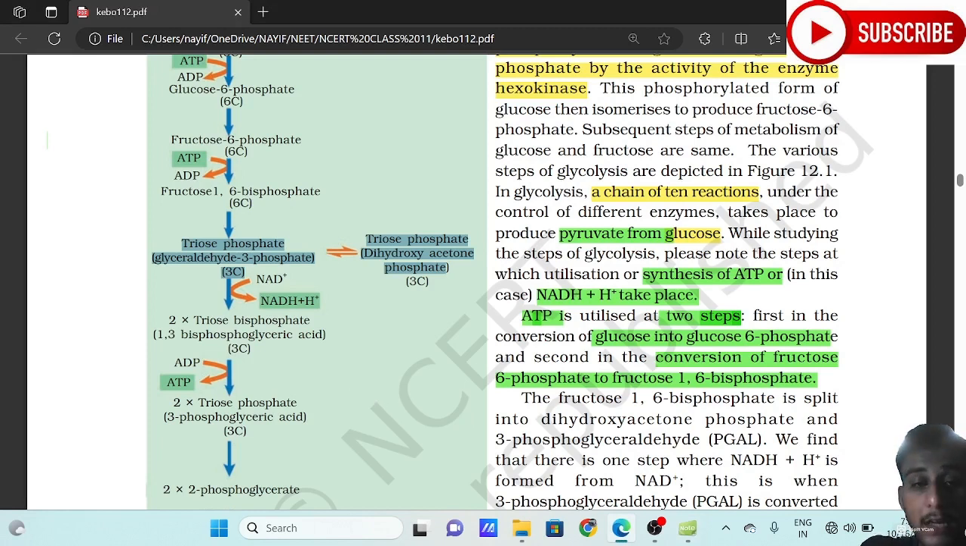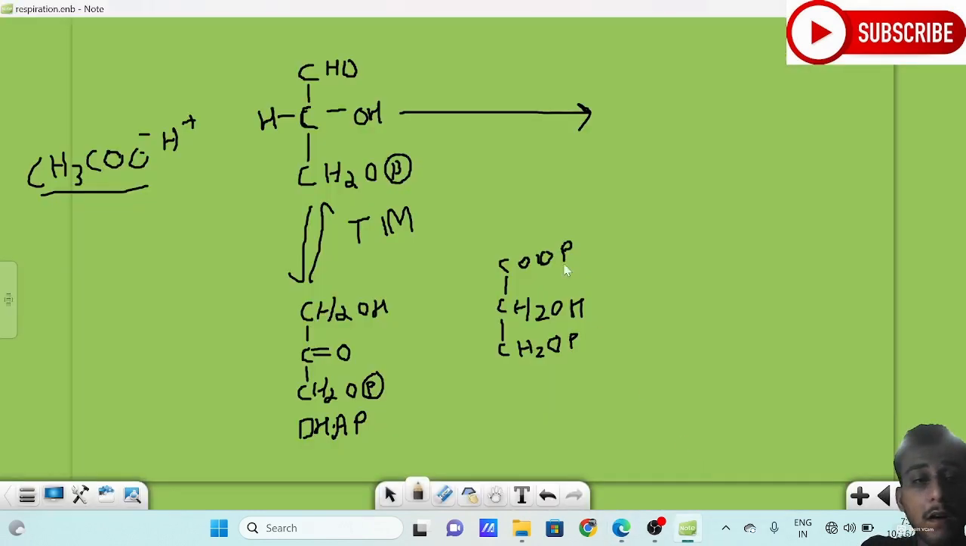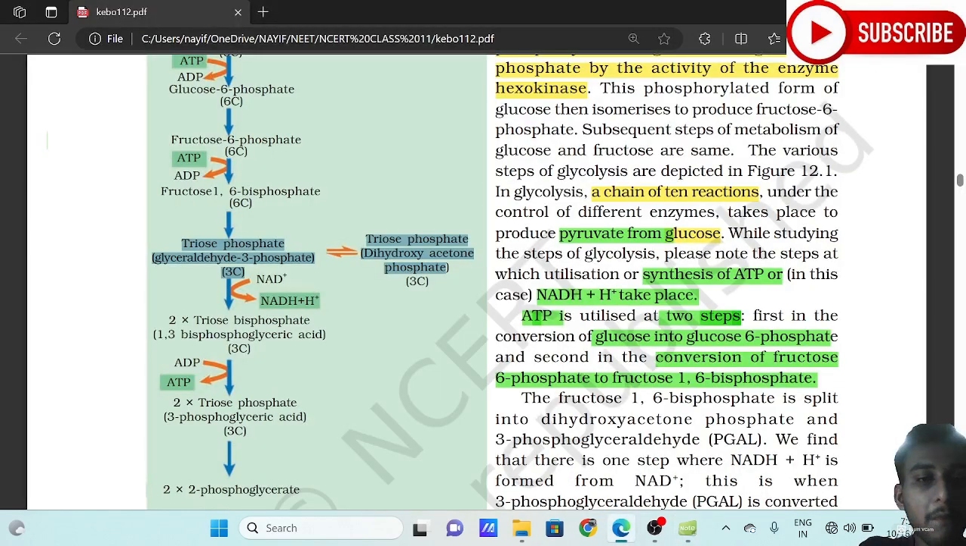It is actually formed from glyceraldehyde 3-phosphate. DHAP is interconvertible, or it exists in equilibrium, so it converts back into glyceraldehyde 3-phosphate, and from glyceraldehyde 3-phosphate it is converted into glyceric acid. So how is an aldehyde converted into an acid?